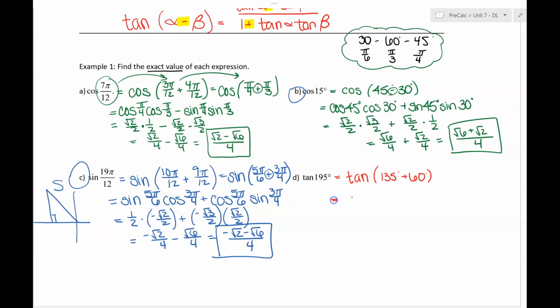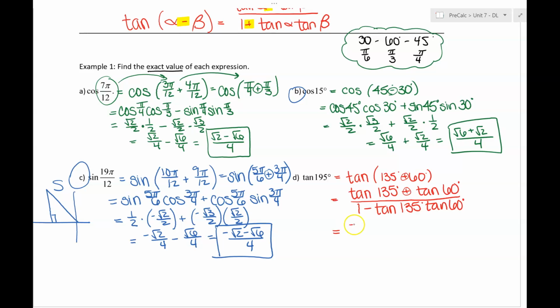Okay, so tangent is the tangent of the first plus tangent of 60, because it's the same in the numerator, over 1 minus, because it changes, the product of tangent of the first angle times tangent of the second. Okay, tangent of 135. We're in the second quadrant, 45-degree reference angle. So sorry, tangent is negative.